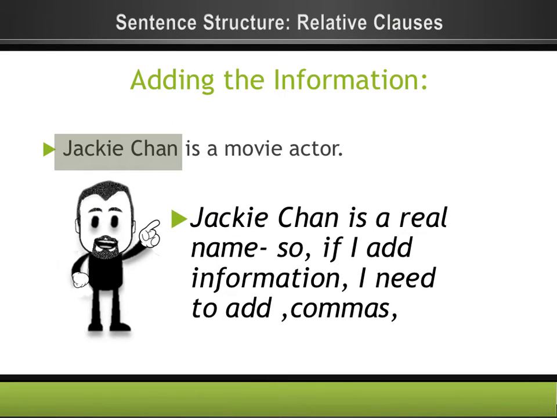Jackie Chan, for example, is definitely a name, right? Jackie Chan is a movie actor. Now, if I want to give more information about Jackie Chan, make my sentence more complex and higher level, then what I need to do is add a relative clause just after the name.